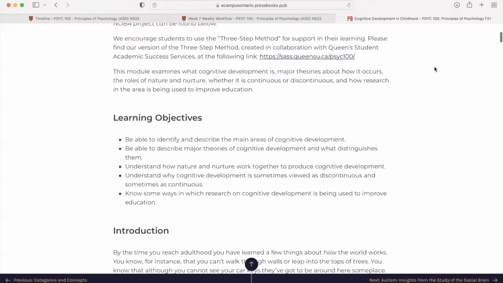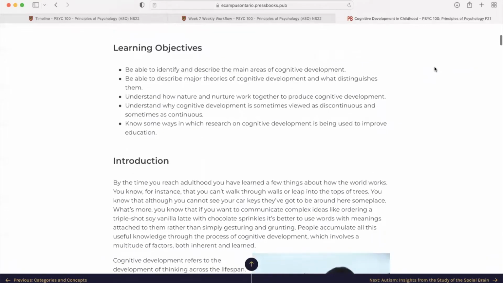The learning objectives to keep in the back of your mind are to be able to identify and describe the main areas of cognitive development, be able to describe major theories of cognitive development and what distinguishes them, understand how nature and nurture work together to produce cognitive development, understand why cognitive development is sometimes viewed as discontinuous and sometimes as continuous, and know some ways in which research on cognitive development is being used to improve education.